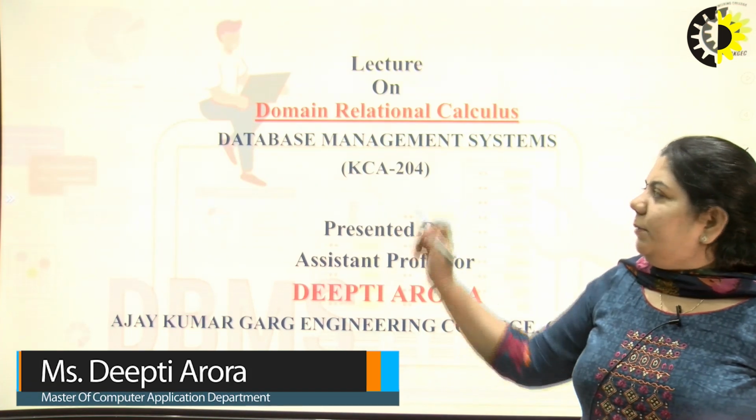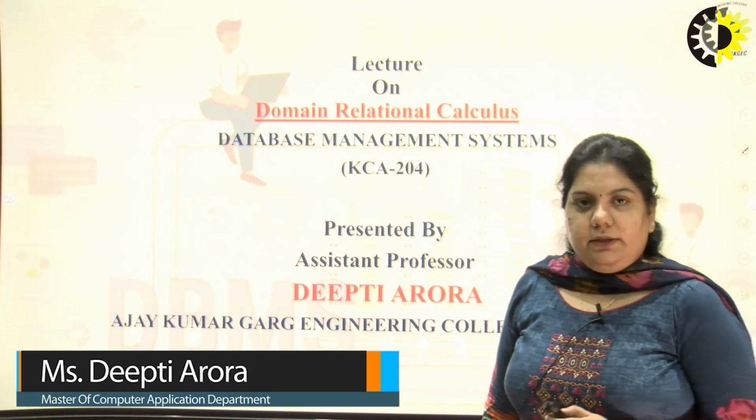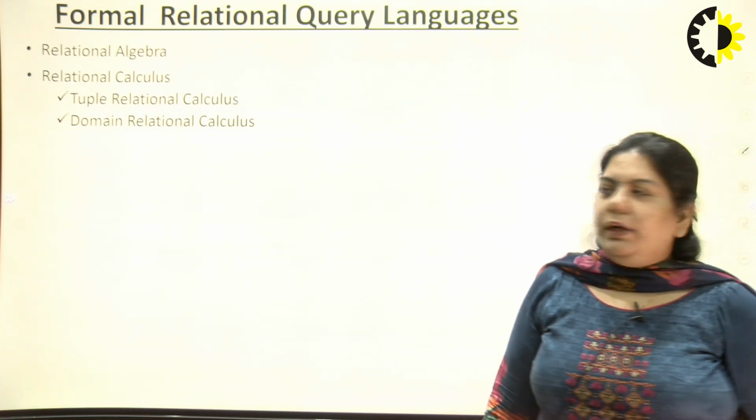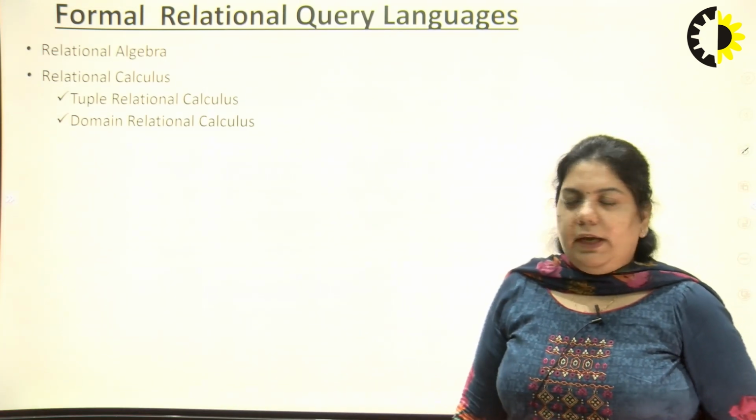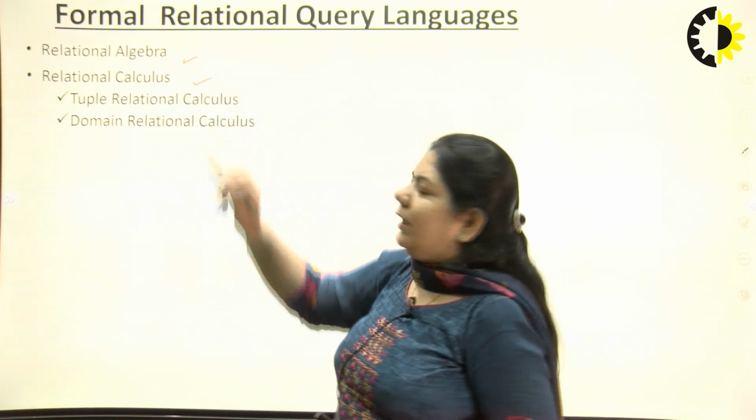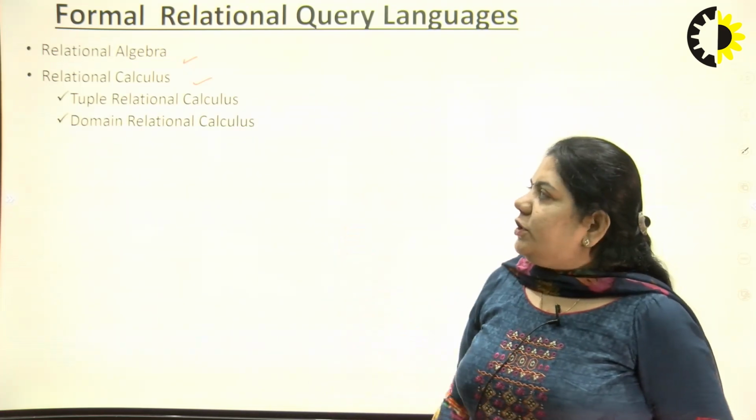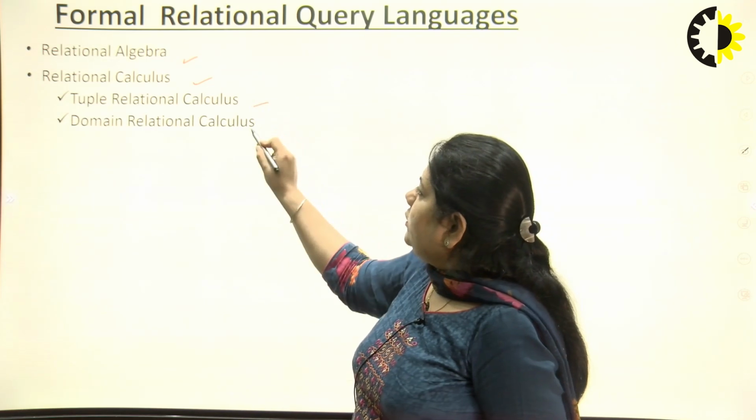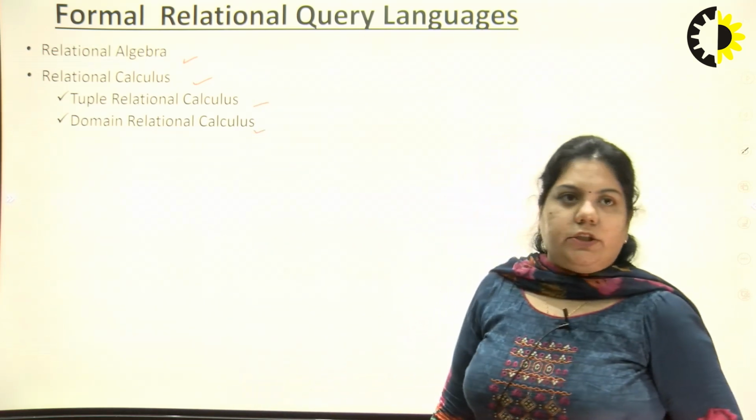Today's topic is about domain relational calculus. Let's start it. So in formal query languages, we are having two types of query languages. First one is relational algebra and second one is relational calculus. In relational calculus, we have two other categories. One is tuple relational calculus and second one is domain relational calculus.